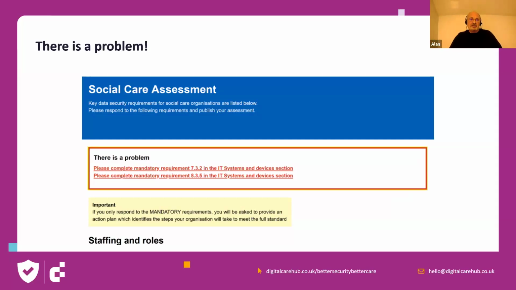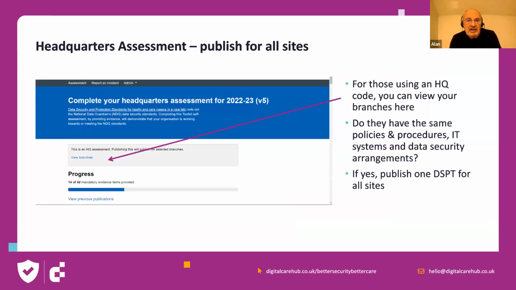If you were a headquarters assessment, then there is a couple of differences there, that it will indicate at the top of the page where it says view branches. You can then click on that and it will drop down and list all of the branches that are associated with this particular HQ ODS code. And then you can tick on the ones that you want to link with this particular assessment.